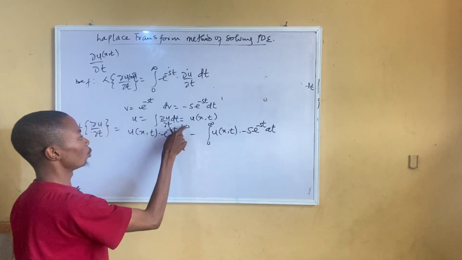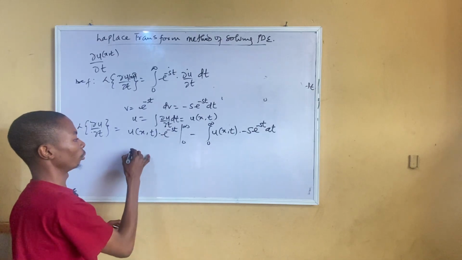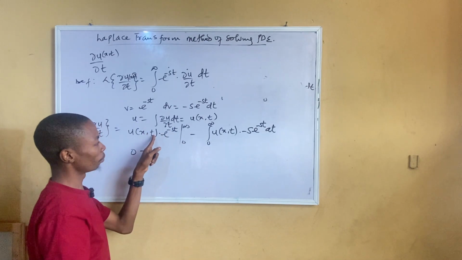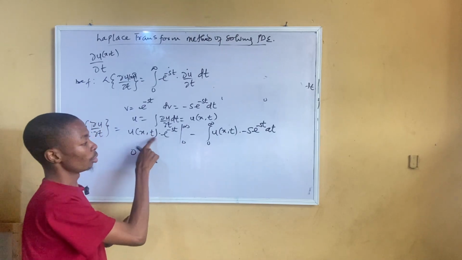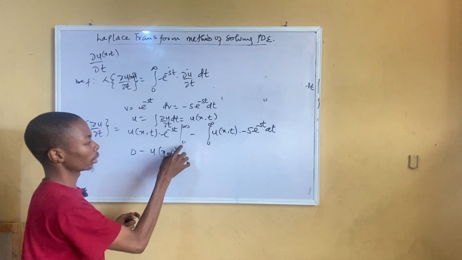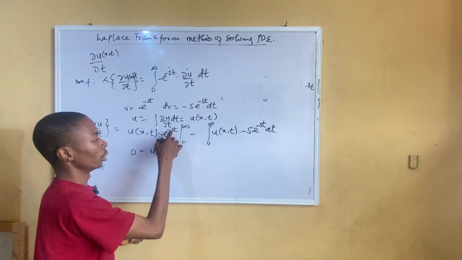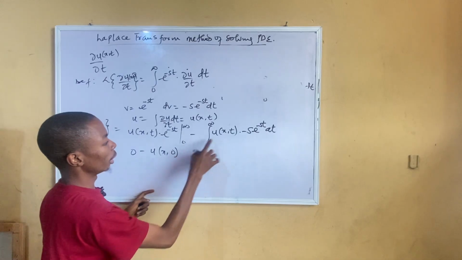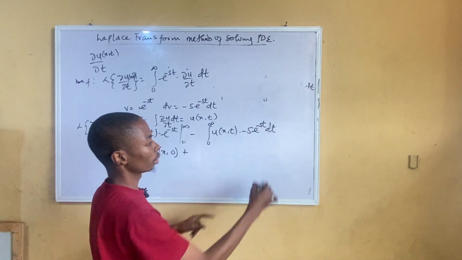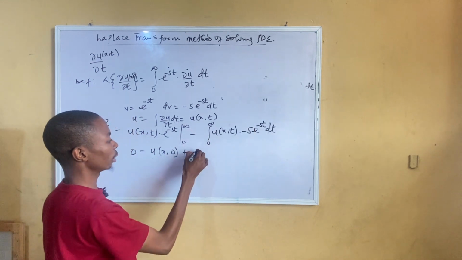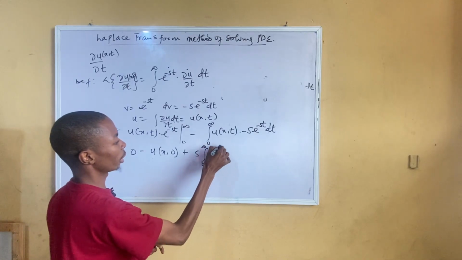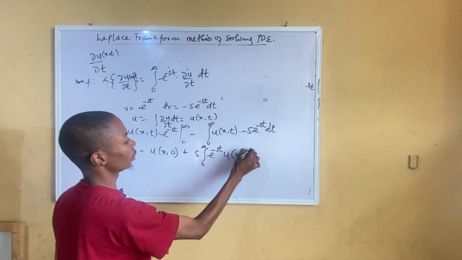Now when we put infinity here, it will be 0. Minus, when you put 0 in place of time, not in place of space, this is space, this is time, it will be u of x comma 0. Then e raised to power 0 is 1. Then minus minus is plus. s is a constant, so if you bring in that s, that will be s times the integral from 0 to infinity of e to the minus st u of x comma t dt.